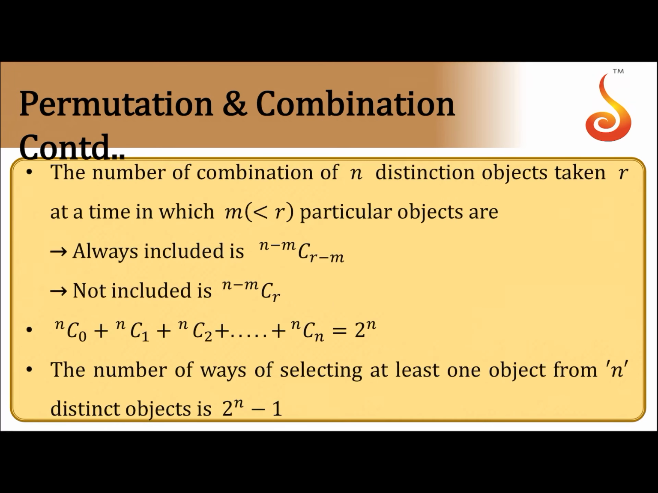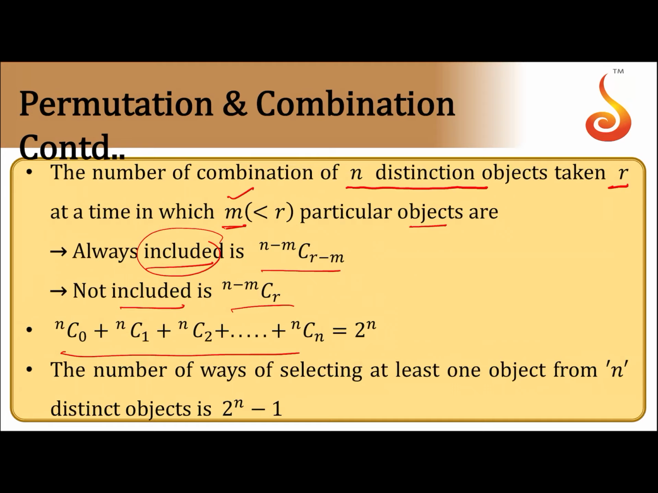Coming to the next, restricted combinations. The number of combinations of n distinct objects taken r at a time in which m particular objects are included is given by (n minus m)C(r minus m). And if they are not included, (n minus m)Cr is the formula. This comes from the binomial theorem concept: nC0 plus nC1 plus nC2 and so on up to nCn equals 2 power n.